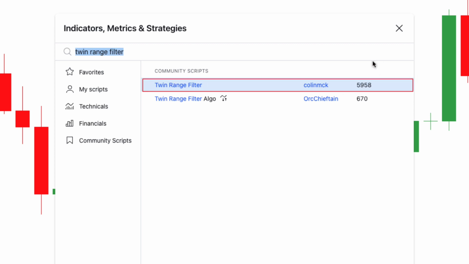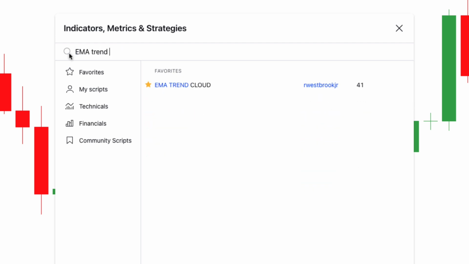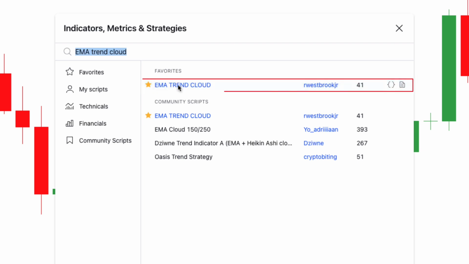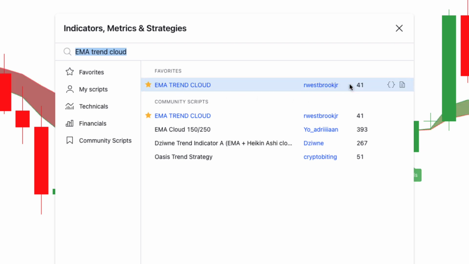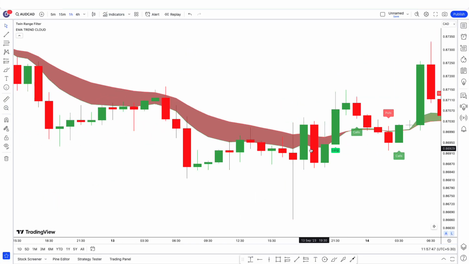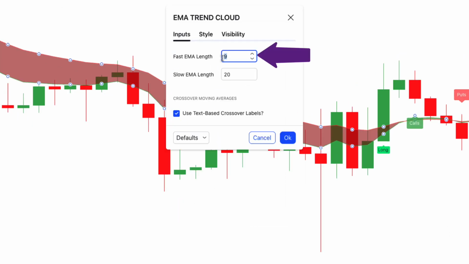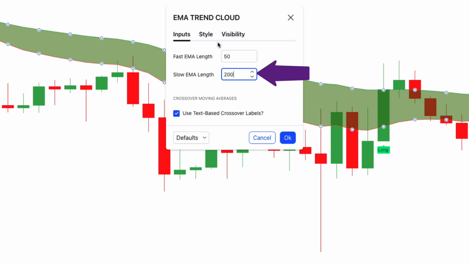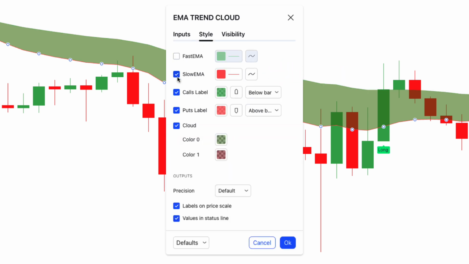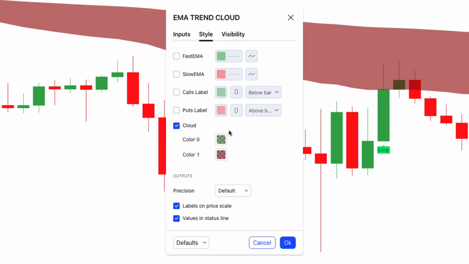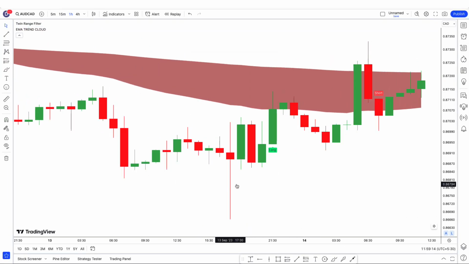And while we're here, let's look for a long-term or overall trend filter indicator. We're going to go with an indicator called EMA Trend Cloud. This one by R. Westbrook, J.R. Double-click on the EMA Trend Cloud, then on the Inputs tab, change the fast EMA length to 50 and the slow EMA length to 200. On the Style tab, uncheck these 4 options and then click OK. For the Twin Range Filter, yes, we're going to leave all the settings at the default values.